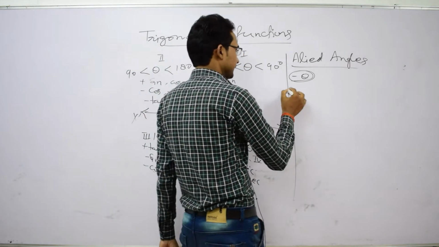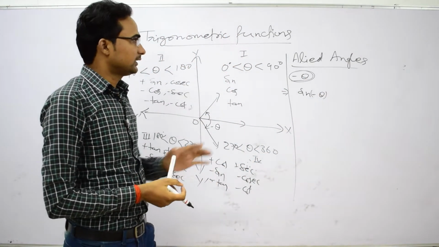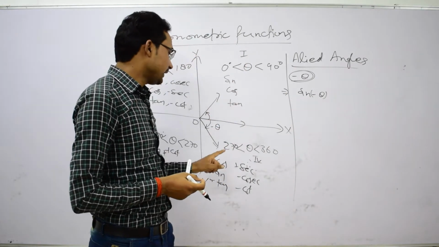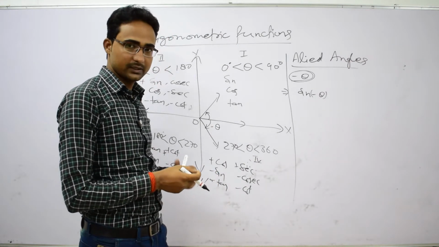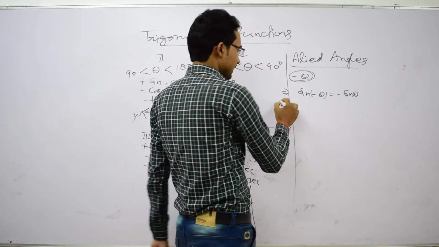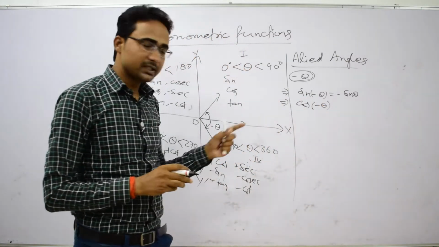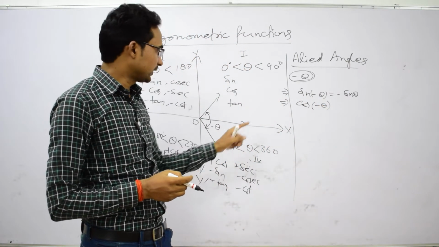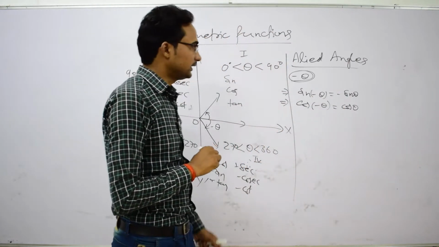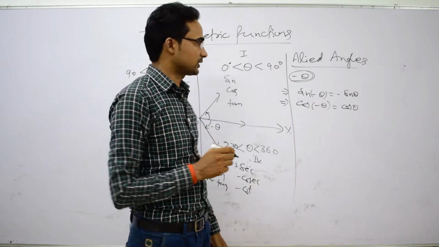Now, sine minus theta. Okay. Sine minus theta, that means sine in the fourth quadrant, since minus theta indicates the fourth quadrant. So, the value of sine in the fourth quadrant is negative. So, directly we can write minus sine theta. Okay. Now, cos minus theta, which indicates the fourth quadrant. Okay. In the fourth quadrant cos is positive. So, cos minus theta is equal to cos theta. Clear? That means in the fourth quadrant cos is positive, that is why cos minus theta equals cos theta.